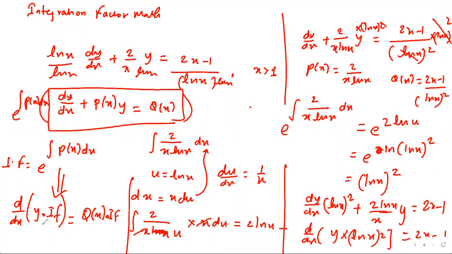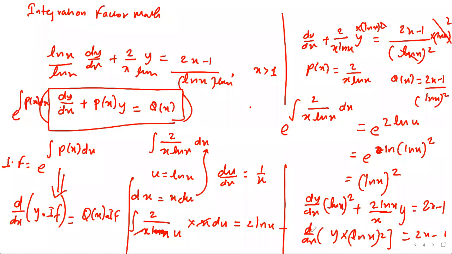What I meant by this is that this is basically the product rule on y times ln x the whole square. So dy by dx times ln x the whole square is just like u dash v plus uv dash. So this is the first step we've got so far. Now I'm just going to rewrite the same expression: the derivative of y times ln x the whole squared equals 2x minus 1. So this is the step we had got until here.